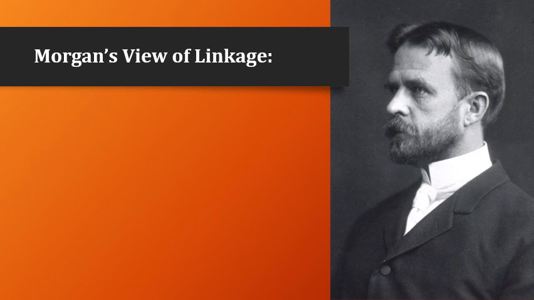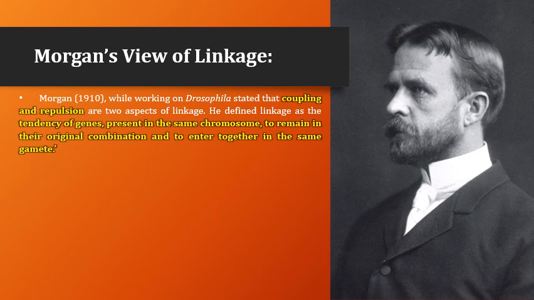There are different views of many scientists about this concept of linkage. Let us see Thomas Morgan's view of linkage. Morgan, in 1910, while working on the insect Drosophila melanogaster, stated that linkage has two aspects, that is coupling and repulsion. He defined linkage as the tendency of genes present in the same chromosome to remain in their original combination and to enter together in the same gamete.